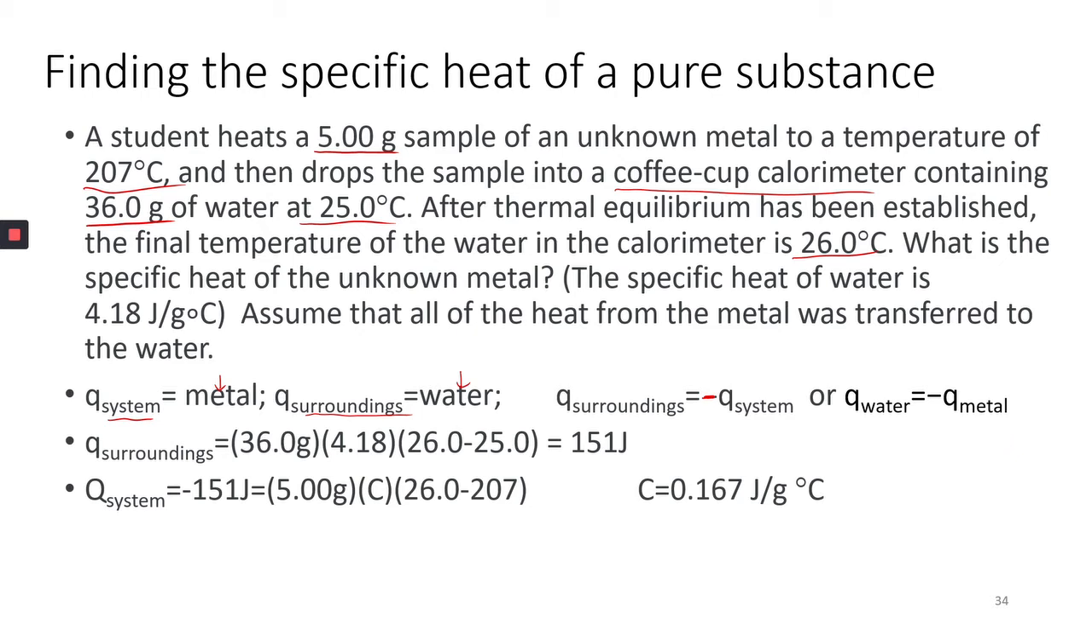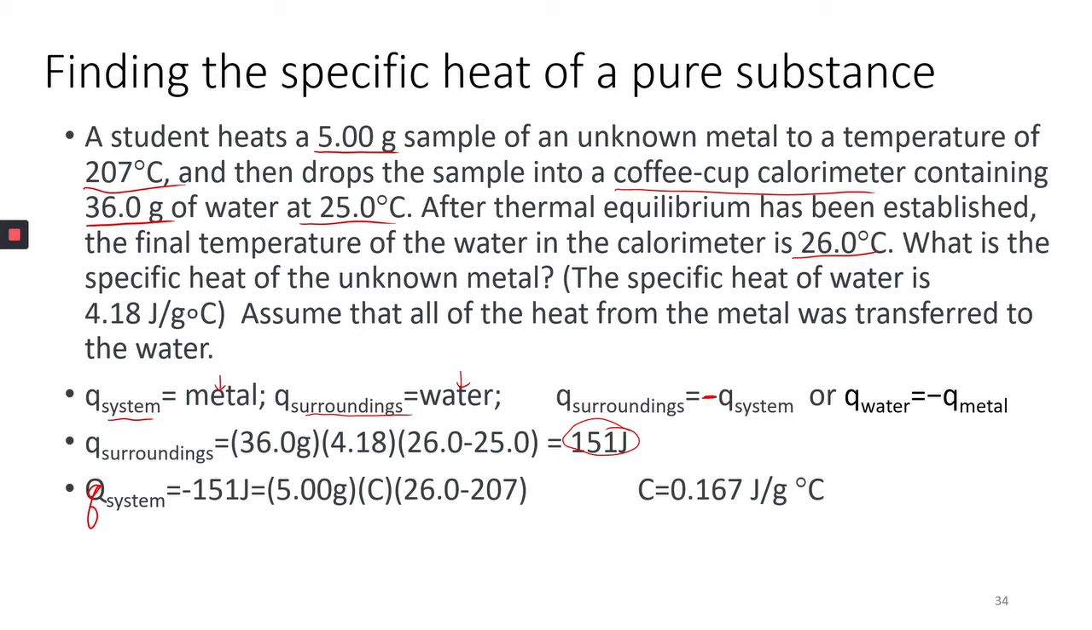So let's look at our water first. Here's the mass of our water. Here is our C for water. Here is the change in temperature of our water. And that produces 151 joules. Okay? This should be a lowercase q. Sometimes PowerPoint autocorrects those things.